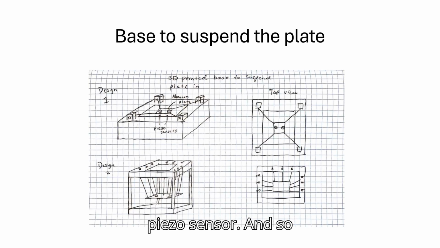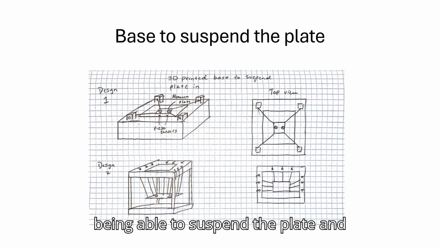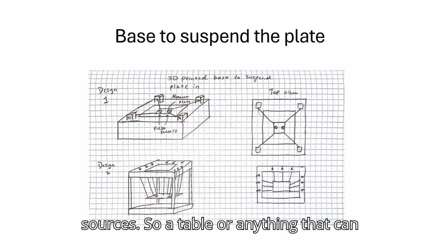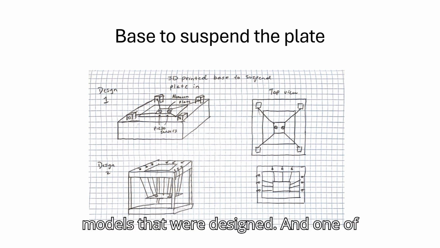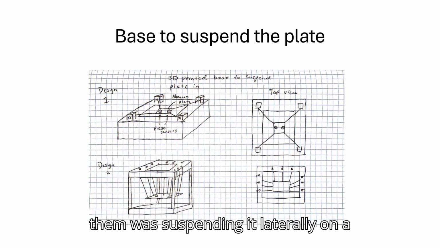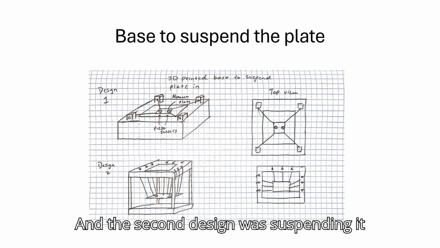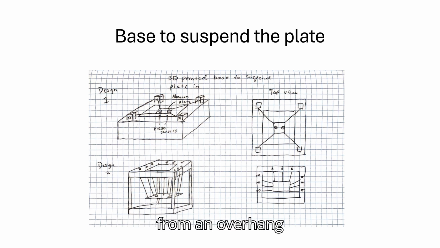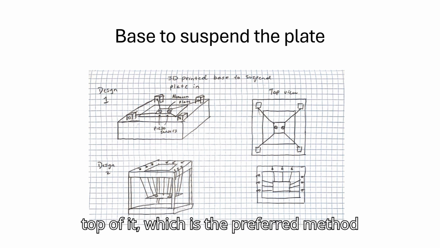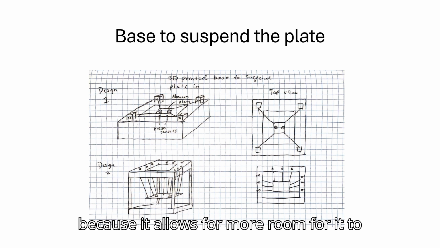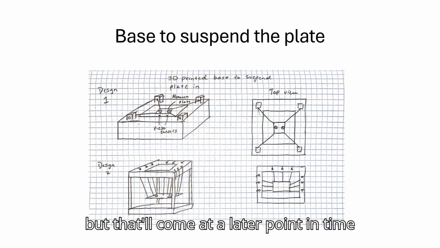of the piezo sensor. And so one of the other things we look at is being able to suspend the plate and isolate it from any other damping sources, so a table or anything that can latch onto it that can also damp its frequency. And so these are two models that were designed, and one of them was suspending it laterally on a 3D printed plate with a hole in the middle so that it isolates itself. And the second design was suspending it from an overhang where it'll kind of dangle down from the top of it, which is the preferred method because it allows for more room for it to be even more isolated than design one, but that'll come at a later point in time.